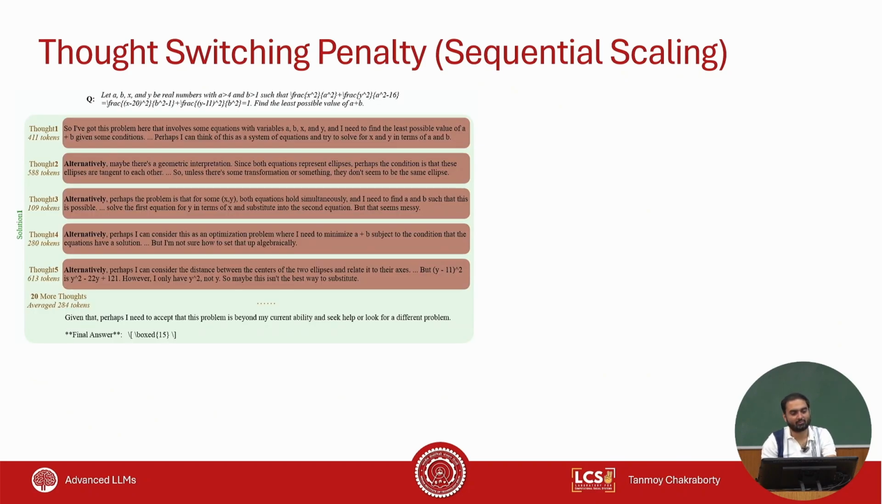Okay, so follow-up work is this concept called thought switching penalty. Now, what is thought switching penalty? What is the idea? Again, this also comes under sequential scaling. So the idea is that when you start thinking, it should not happen that the model switches from one thinking trace to another thinking trace.